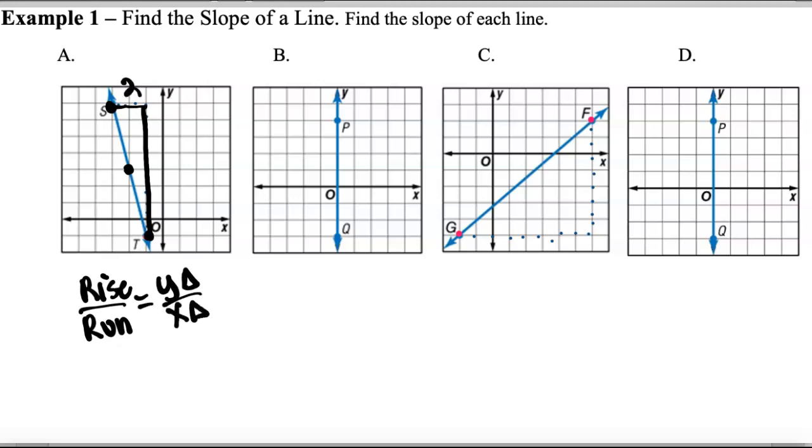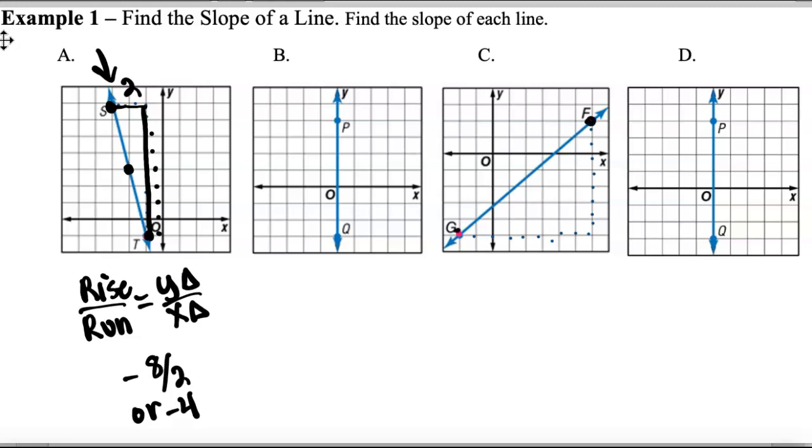So this distance is 2, and then we have 1, 2, 3, 4, 5, 6, 7, 8 there. So we have a rise of 8 and a run of 2, and then I look at that line, and from left to right it's pointing down. So we could reduce this to -4. The next line we're going to do is C.